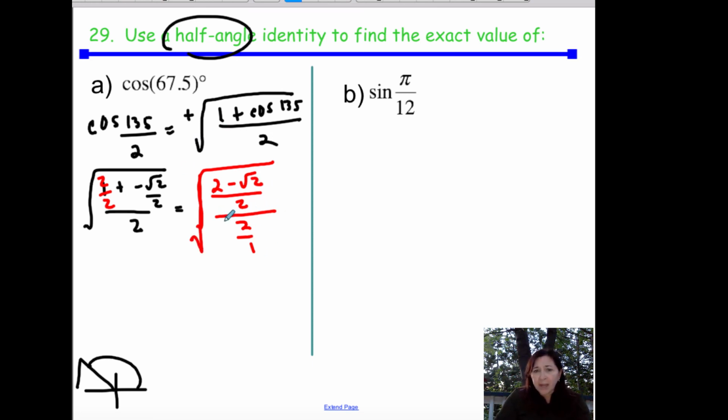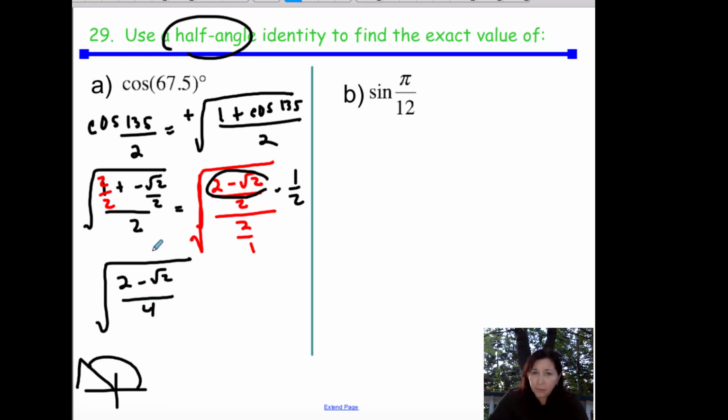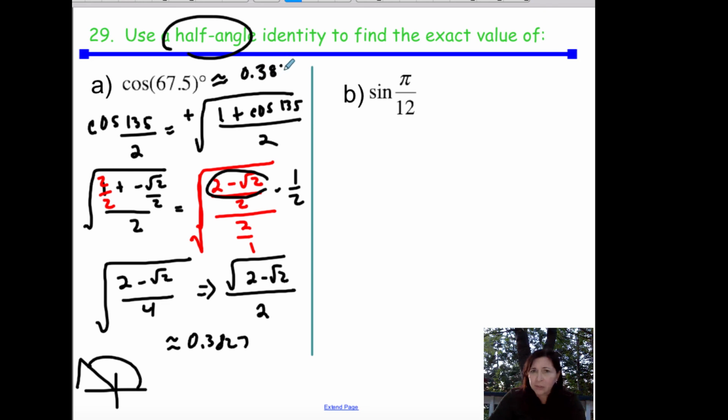Well, dividing is the same as multiplying by the reciprocal. So that's as if right here, this is gone, and you're going 1 over 2. And so realistically, what we have is 2 minus the square root of 2, that's this right here, all over 4. Now, when I square root that, top and bottom, I get the square root of 2 minus the square root of 2, all divided by 2. And this value, if I were to check my answer, I'm going to get approximately 0.3827. And if I were to do that up here, I would get approximately 0.3827 also.